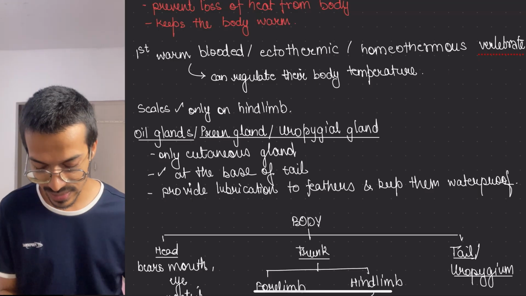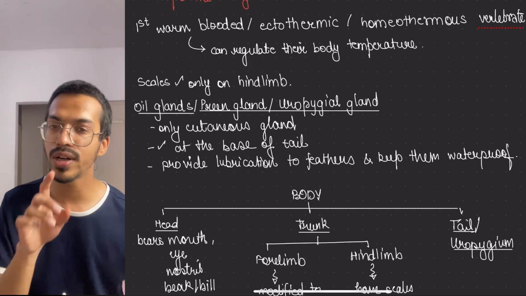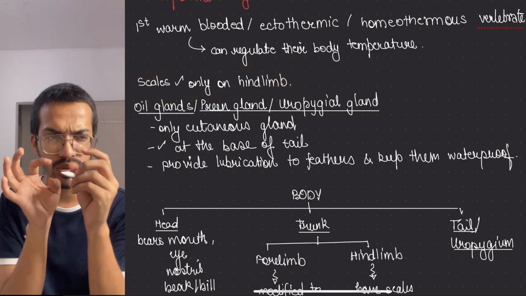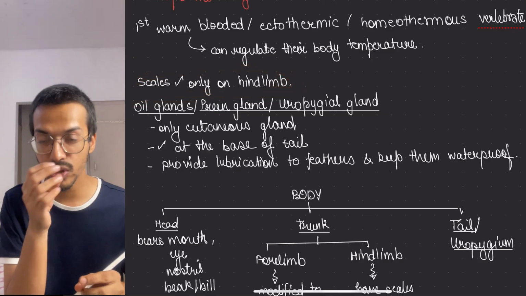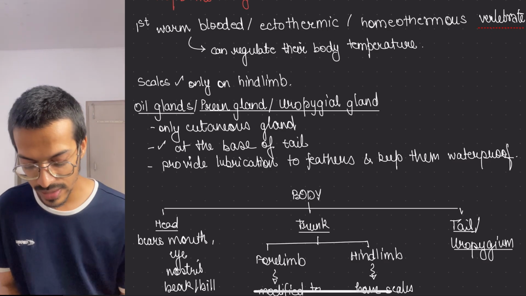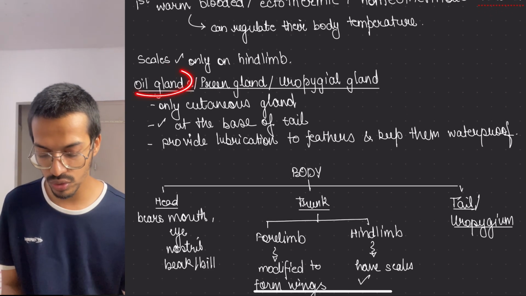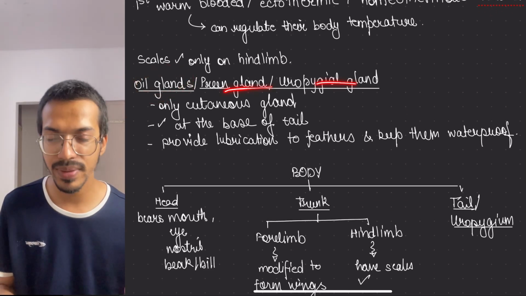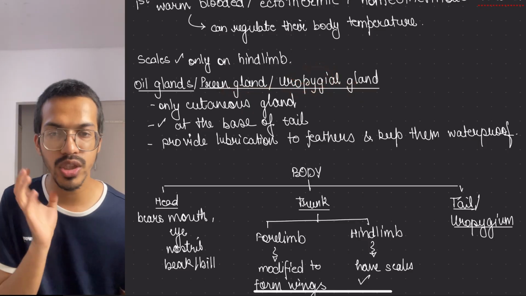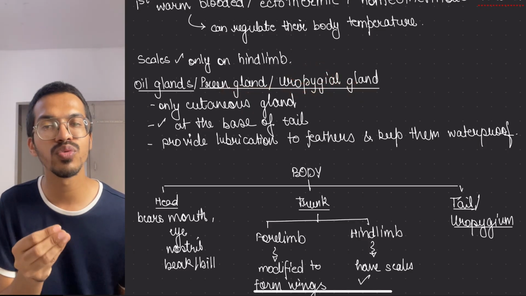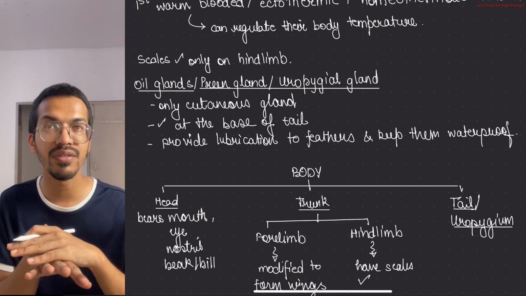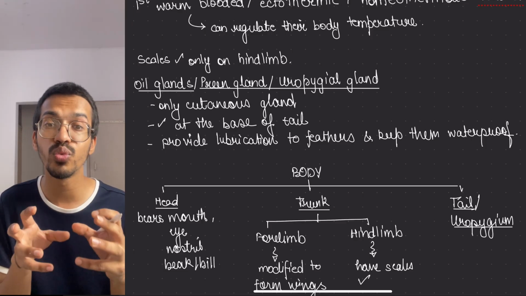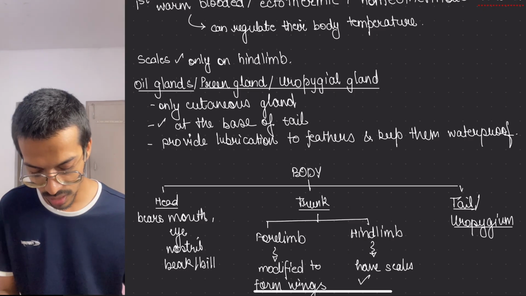Okay, then the next thing is scales are present on their body only in their hind limbs. So if you see their hind limbs, they have very ugly cuts, because those are the scales present on it. Then they have an oil gland, also called the uropygial gland, meaning near the tail. It is present closer to the tail, where it releases oil to moisturize or give a waterproof consistency to the feathers.